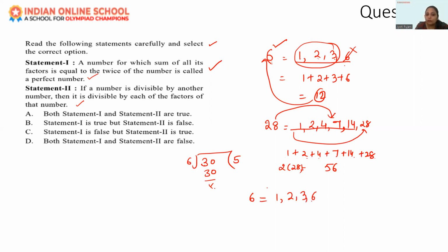So 30 is divisible by 1 as well. Yes. 30 is divisible by 2 as well. Yes. 30 is divisible by 3 as well. Yes. 30 is divisible by 6 obviously. So it means, yes, this statement is also true. If any number is divisible by another number, then the dividend must be divisible by all the factors of the divisor as well. Fine. So it means both statements are true. So both statement 1 and 2 are true. So option A will be my answer.